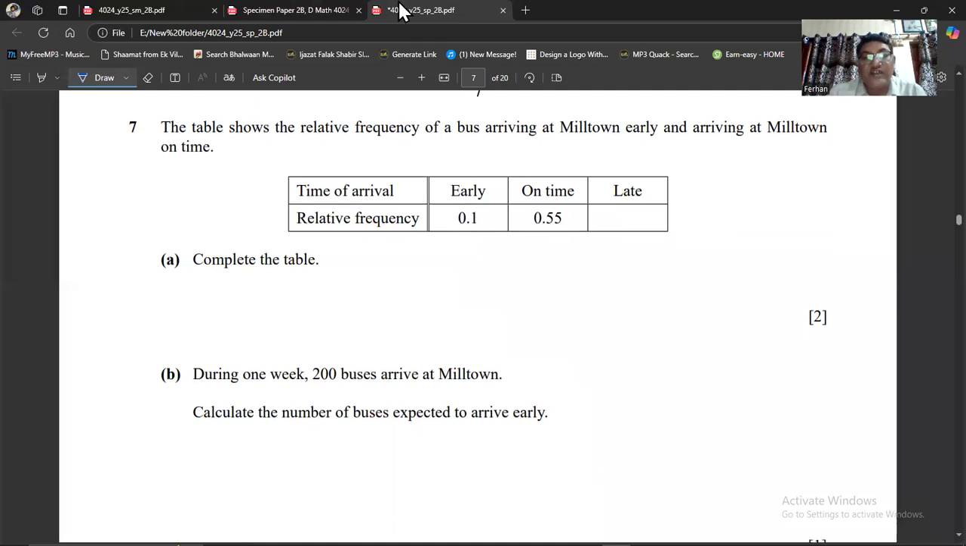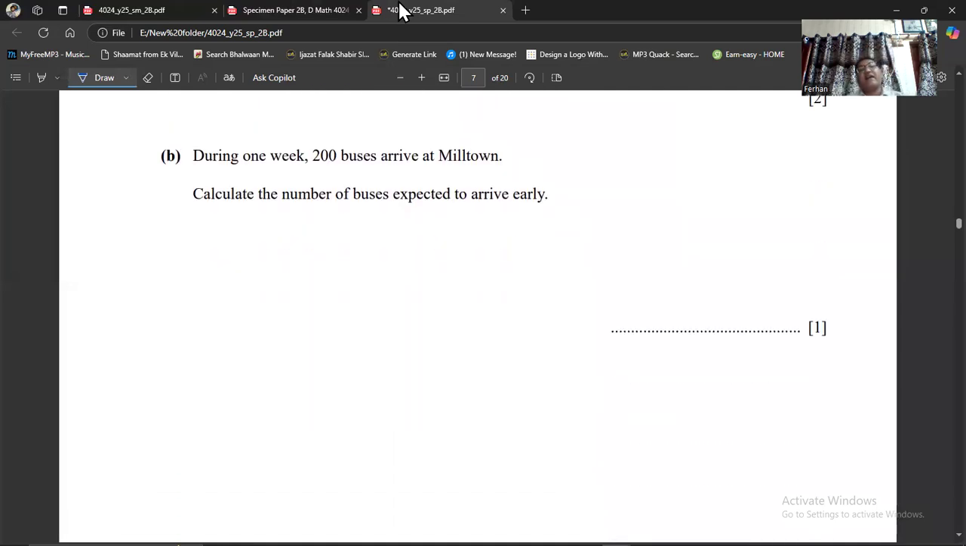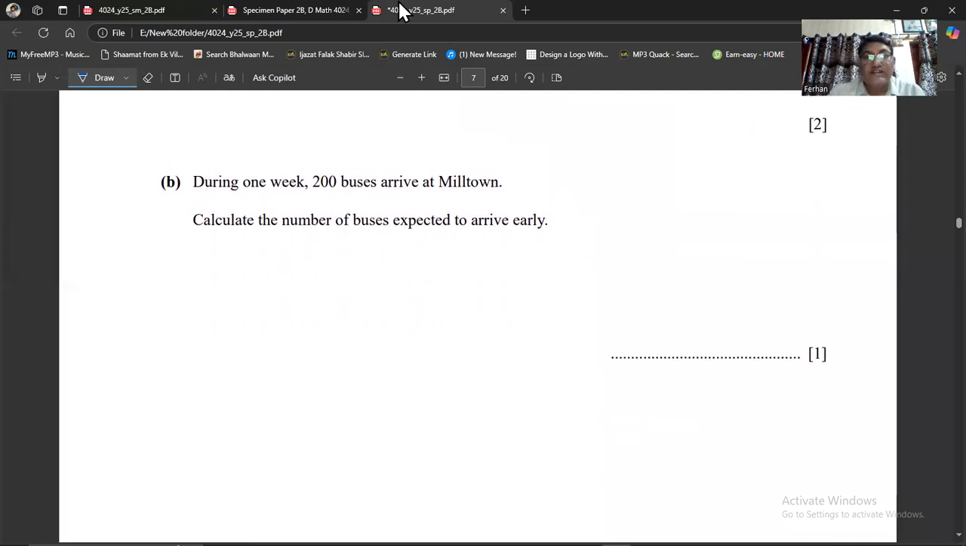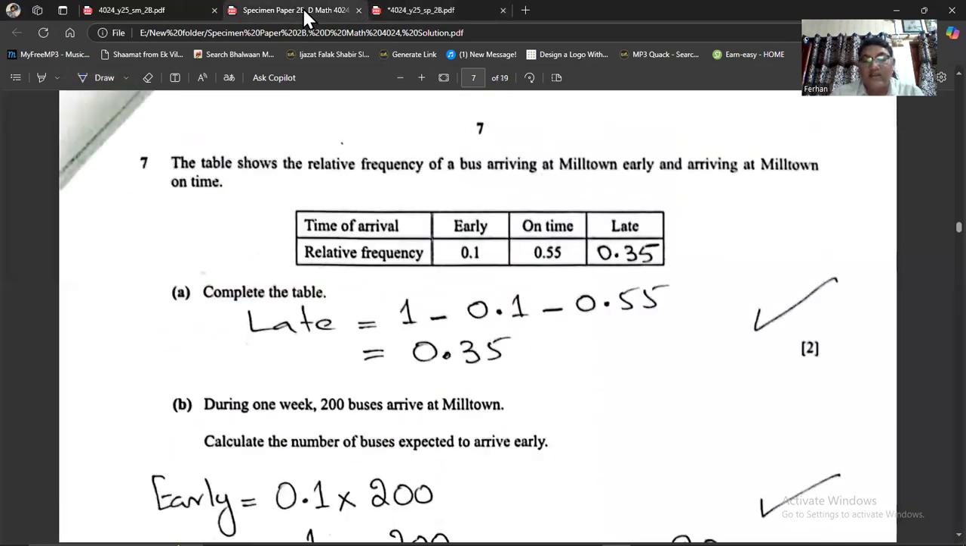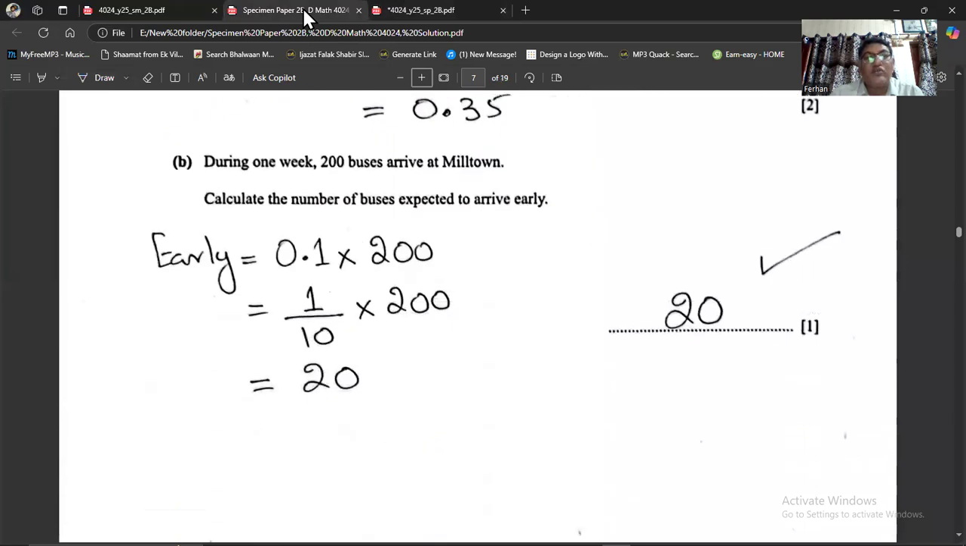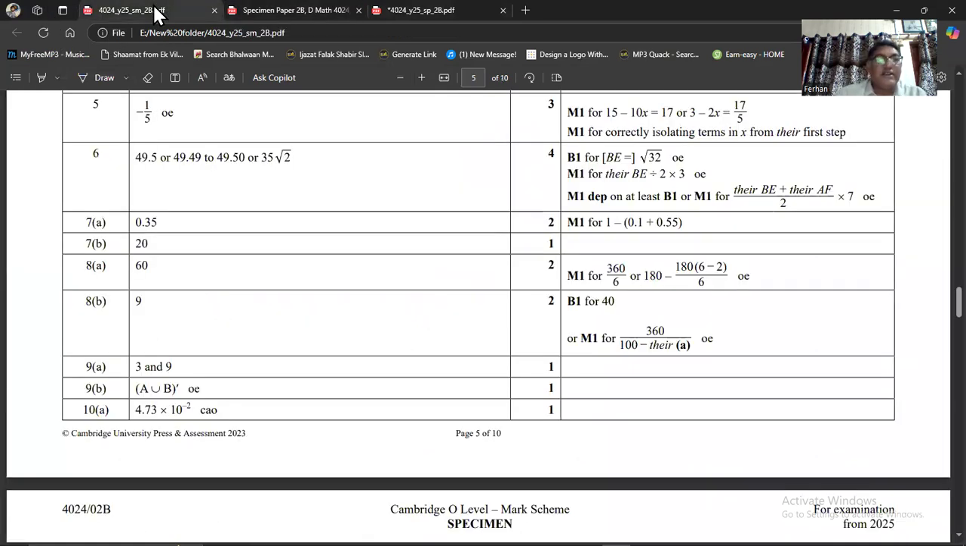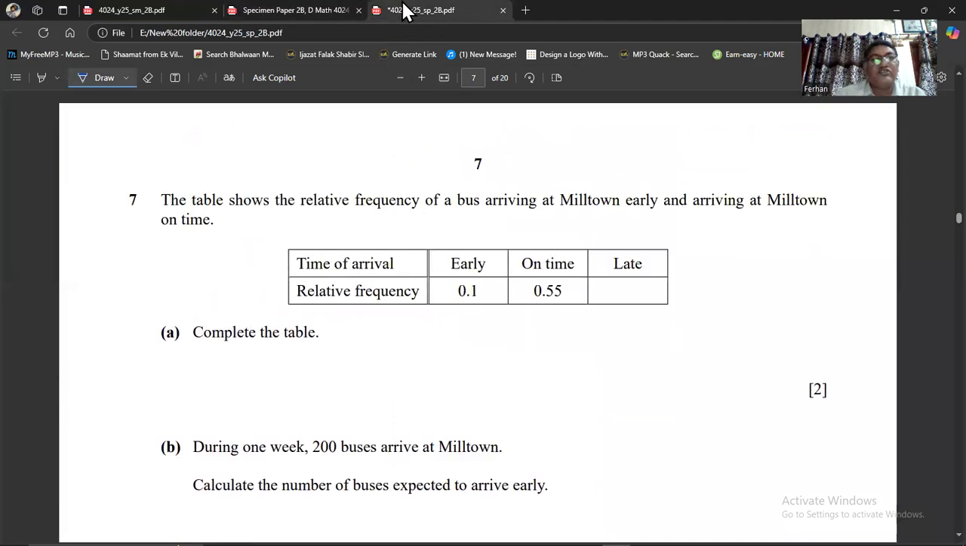So then he says during 1 week, 200 buses arrive at Milltown. Calculate the number of buses expected to arrive early. So what's the relative frequency for early? That is 0.1, which means 1/10. 1/10 multiply 200, and that will give me 20. So 20 buses will arrive early. So 20 is the right answer, sir. So this is how this is done.